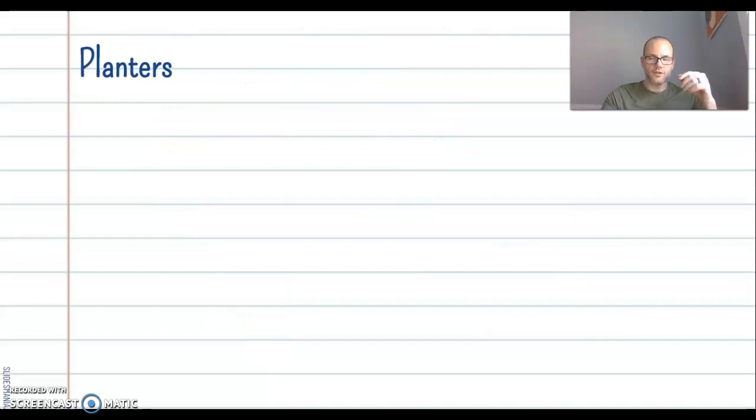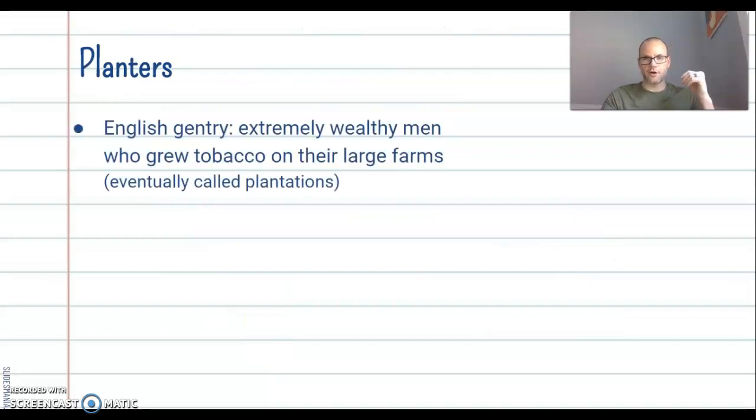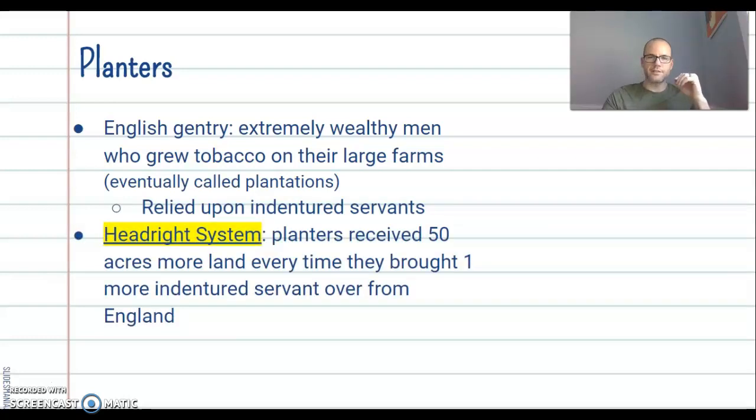Okay, so let's talk about planters really quickly. Planters are these English gentry, super wealthy men who are growing tobacco on these large farms called plantations. Okay, planters, plantations. Their farms are called plantations, right? And they rely upon this new group of indentured servants, and here's why: because of something called a head right system. Okay, the head right system is pretty simple. If the planter brings over one indentured servant, they get 50 extra acres of land to cultivate.